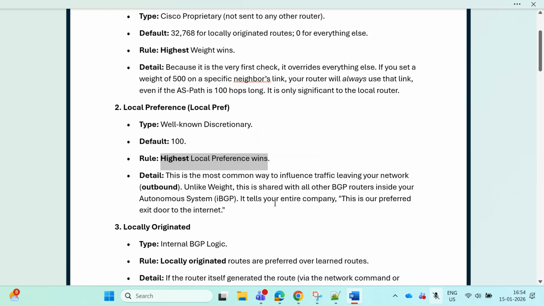Let's read it out first. This is the most common way to influence the traffic leaving your network. Unlike weight, right? Weight, as I said, is only local, but with local preference, suppose there are three or four or five routers connecting to the ISP. Wherever we configure the highest local preference, that path will be preferred. So that is simple, right?